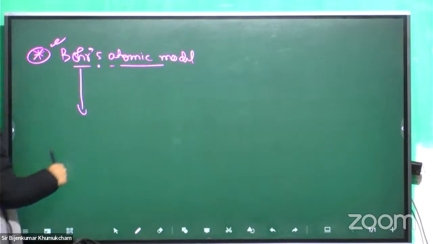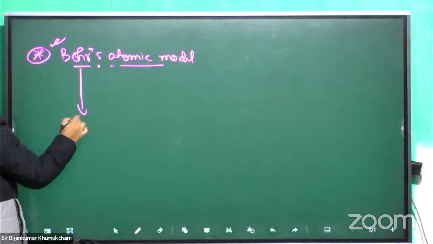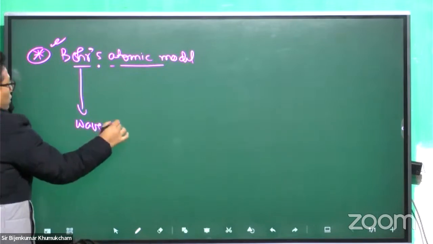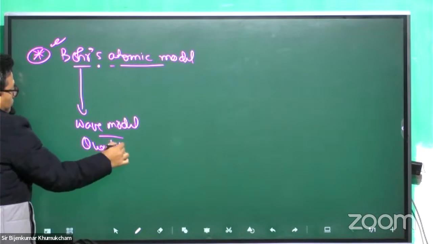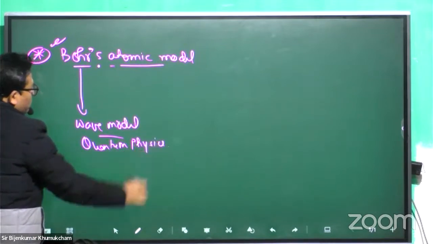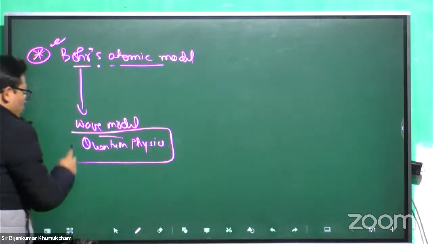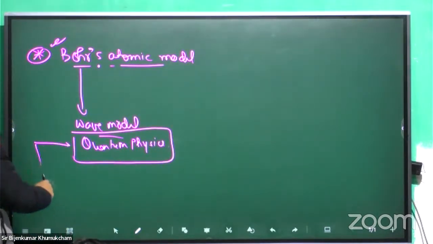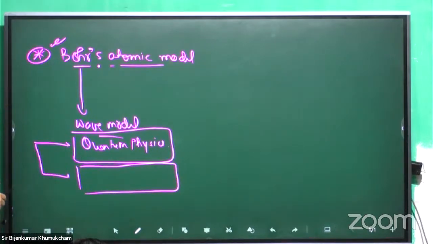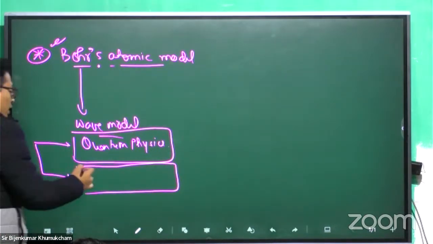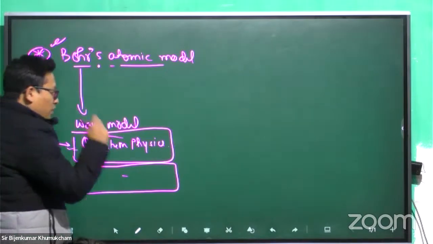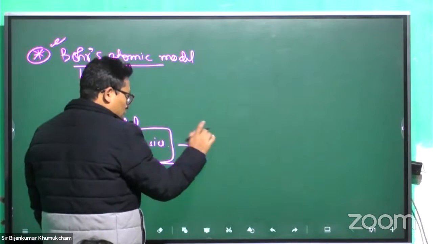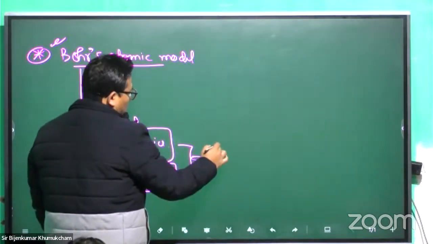From Bohr onwards, we will discuss the wave model, which is what we call quantum physics, the quantum model of the atom. This area is the most popular. It is a new topic with many things to be discovered and discussed. A scientist can even get a Nobel Prize for theorizing a good atomic model.